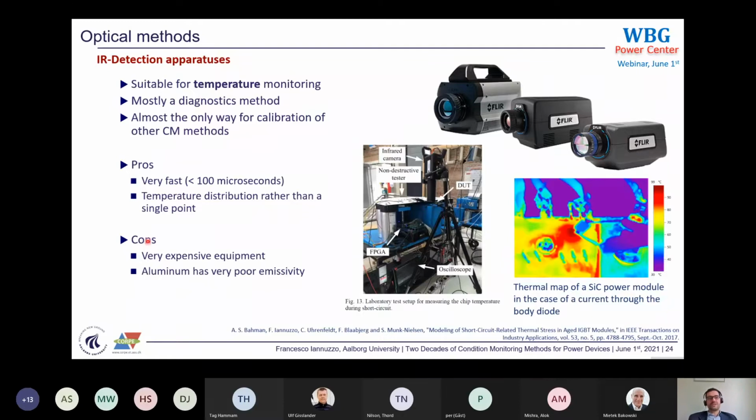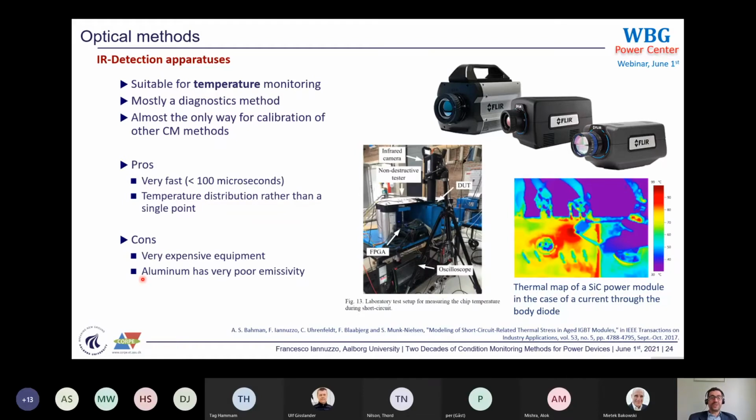Of course, the con is that it's very expensive. It can be really, really expensive. It can be 1 million Danish crowns or even more when it comes to very professional cameras. And an intrinsic drawback of monitoring temperature with infrared cameras is that emissivity is very low because all the chips are covered by metal.